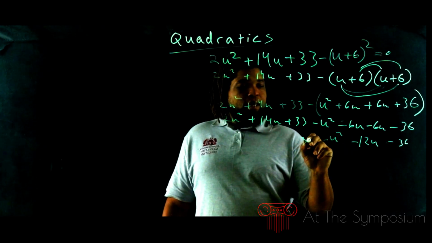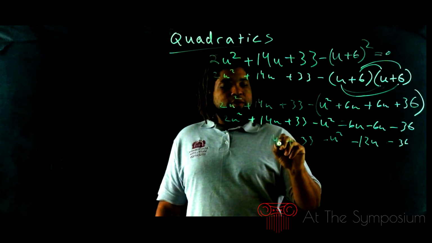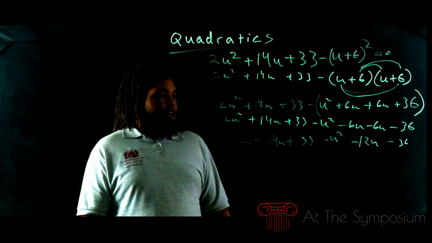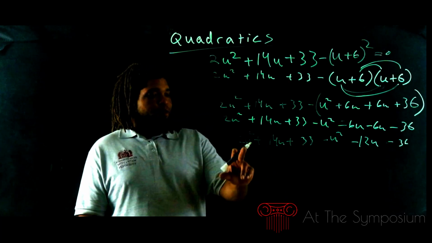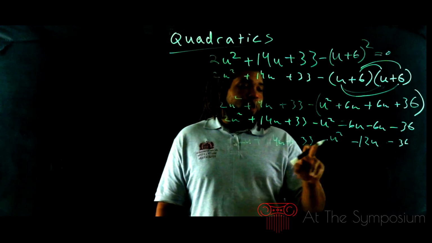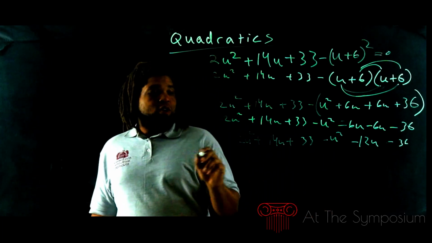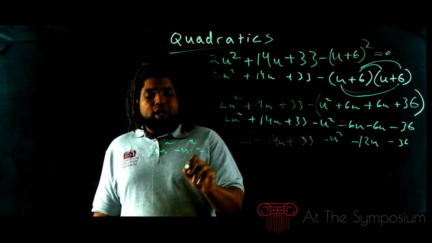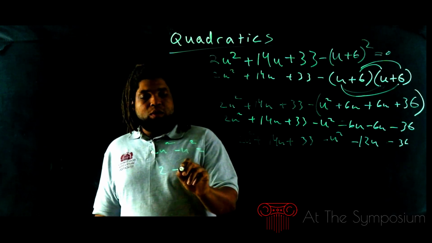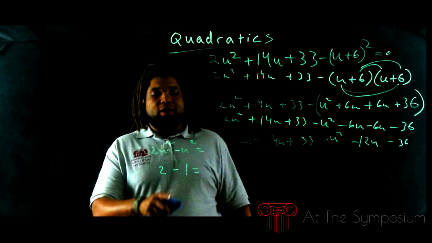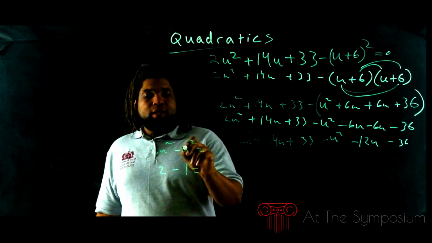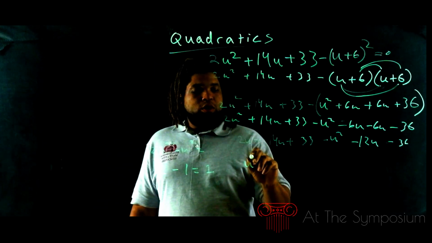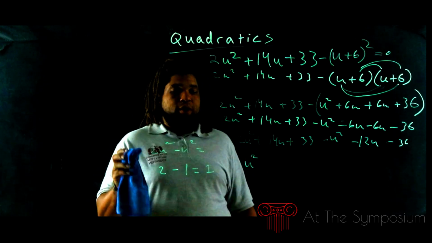Now we're going to keep going and see if we come up with any other like terms. Okay. So what are the other like terms? Do we have a like term here? Yeah, we do, because we have a u squared here, u squared here. So 2u squared minus u squared is the equivalent of saying 2 minus 1, right? Because there's an imaginary 1 in front of that variable. So that's just going to give us 1. So we're going to have 1u squared, or just u squared.